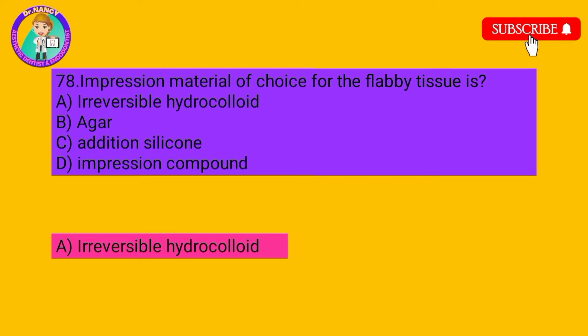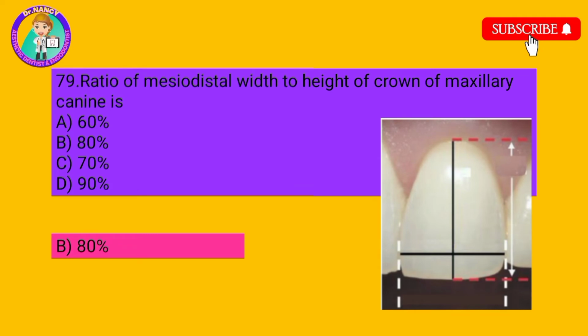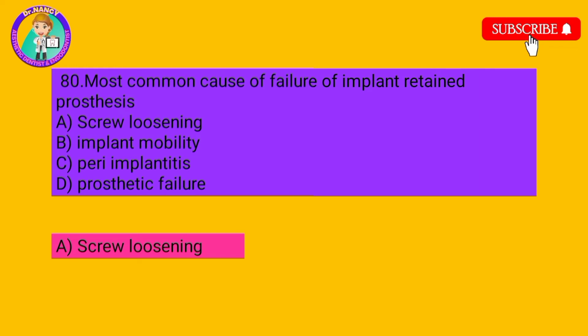Impression material of choice for the flabby tissue is irreversible hydrocolloid, agar, addition silicone, impression compound. Answer: irreversible hydrocolloid, that is alginate. Ratio of mesiodistal width to height of the crown of maxillary canine is 60%, 80%, 70%, 90%. Answer: 80%. Most common cause of failure of implant retained prosthesis is screw loosening, implant mobility, peri-implantitis, prosthetic failure.